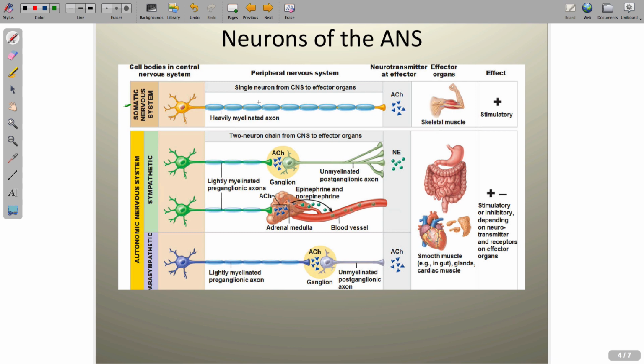Now, we need to look at what molecules are involved with all this, and we need to look at how we're going to get an impulse all the way from the brain or from one part of the body to an organ system or an organ. So in the somatic nervous system, as you'll remember, it is directly connected to voluntary skeletal muscle, and you'll see that's the case here.